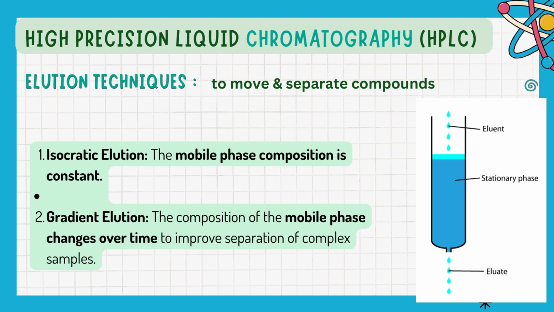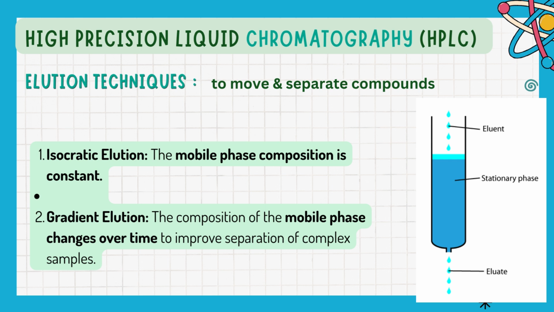So we also have elution techniques in HPLC. These elution techniques refer to the methods used to move and separate compounds through the column using the mobile phase. And the main elution techniques, we have the isocratic elution and the gradient elution.